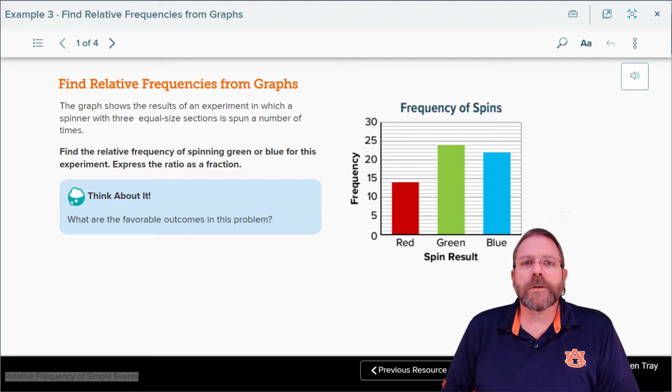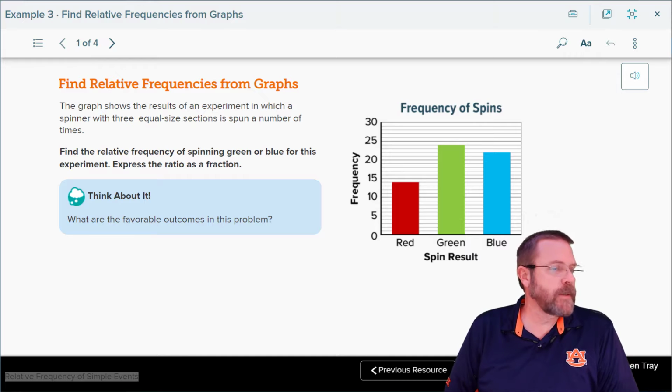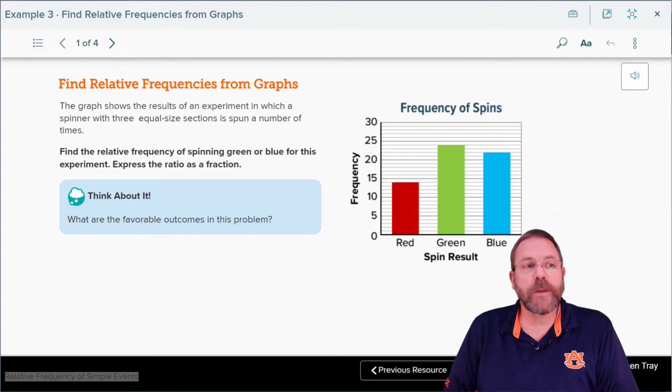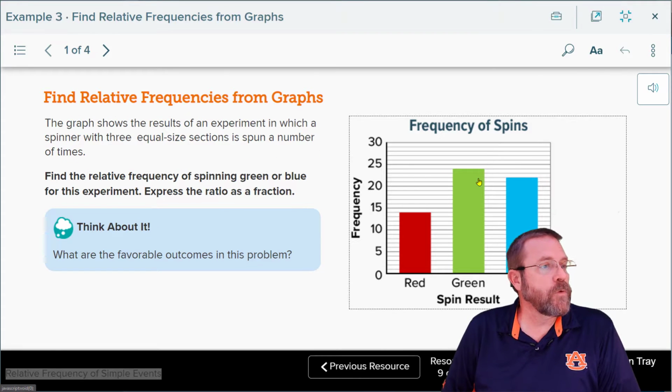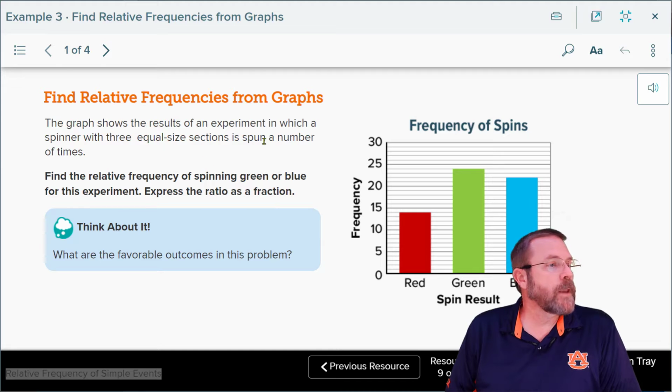Welcome back to part 2 of Module 10, Lesson 2, where we're continuing our study in relative frequency of simple events. This time we're going to be taking a look at this bar graph we have here, and the graph shows the results of an experiment in which a spinner with 3 equal-sized sections was spun a number of times. Find the relative frequency of spinning a green or blue in this experiment and express your ratio as a fraction is what they're looking for.